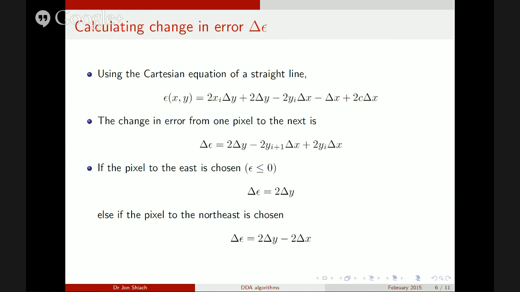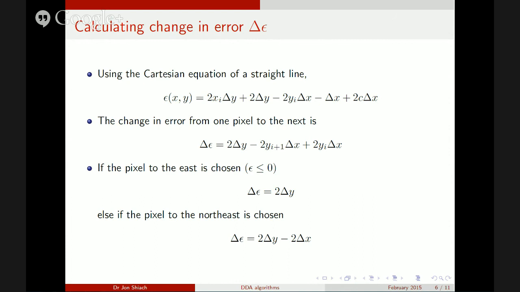All I'm going to do for the starting error, the first error, is substitute this expression in place of c. I'm going to call the first error epsilon 0, so that's your initial error. So we have 2xi delta y plus 2 delta y plus 2, and this is where the c comes in, but yi minus delta y over delta x xi, multiplied by delta x, minus 2yi delta x minus delta x.